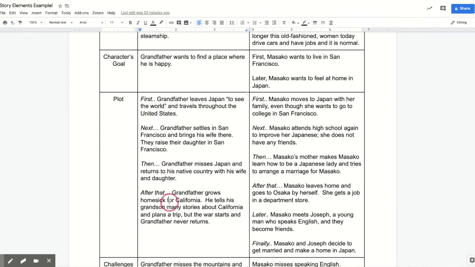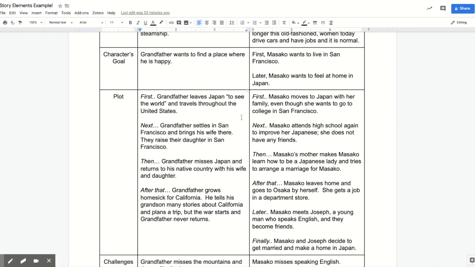Notice how these events are ordered in chronological order, or in sequence, as we like to say in the third grade. And you'll notice that I use my linking words here, just like you were supposed to in your story elements, and they are italicized here so you can notice them.